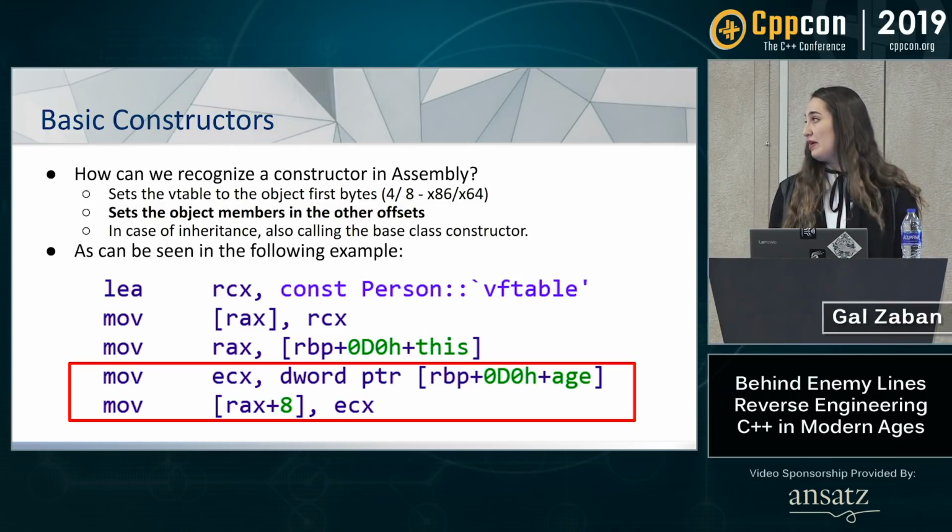The second thing is the parameter. You can see that the age, the private member that the Person class has, is moved to offset 8 from the beginning of the object, which means that because the vtable is in the first 8 bytes, the members come afterwards. So in this case, it is after offset 8.